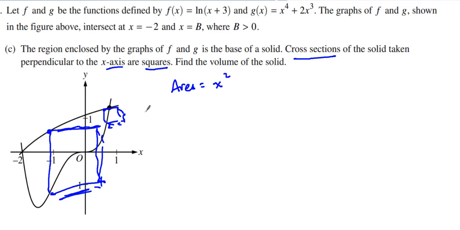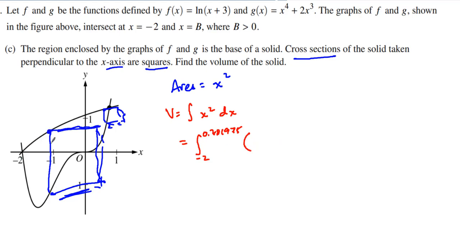That's your area. Therefore, we're going to do the volume. So we want to do the volume of this. So volume equals the integral of this x squared dx. We're doing this from -2 because we're doing perpendicular to the x-axis, from -2 all the way to your b value of 0.781975.